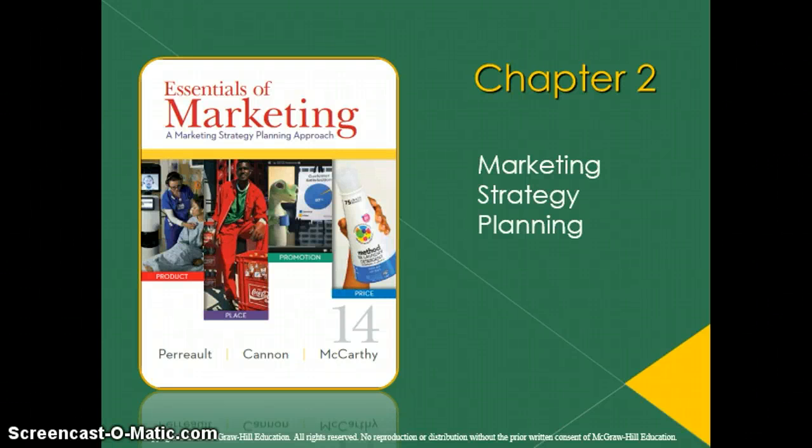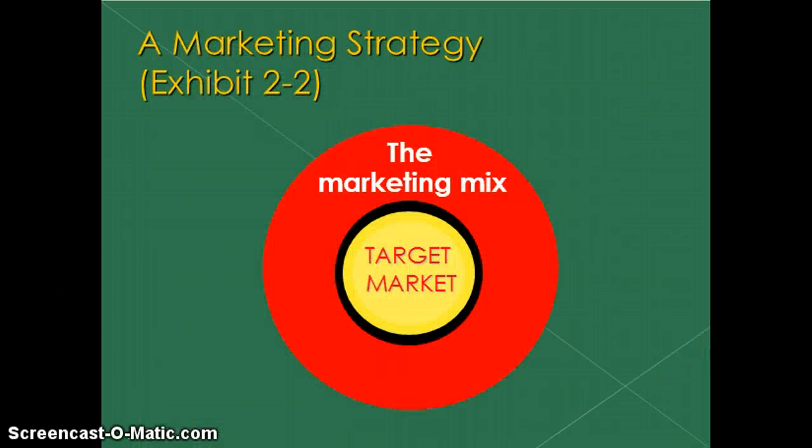Hi everybody, this is the introduction to Chapter 2, Marketing Strategy Planning. The first thing that we need to be aware of is the difference between what's called the marketing mix and the target market. The marketing mix is often referred to as the 4 Ps of marketing, which is something that you will need to remember and become very familiar with. We'll go through each of those 4 Ps and components of the marketing mix here shortly.